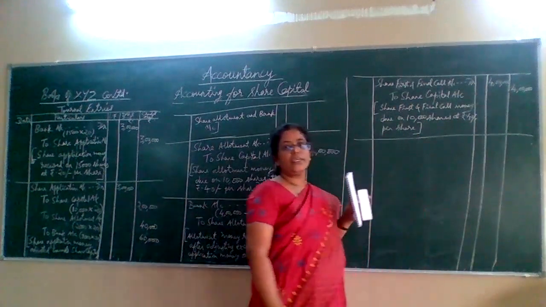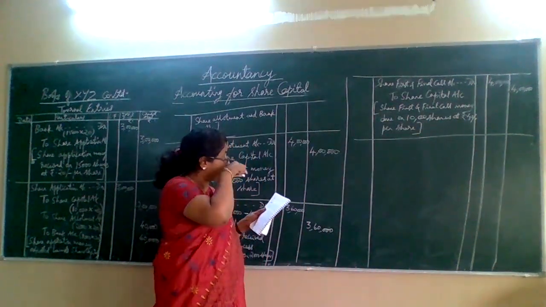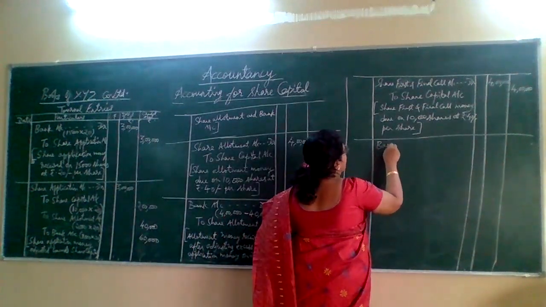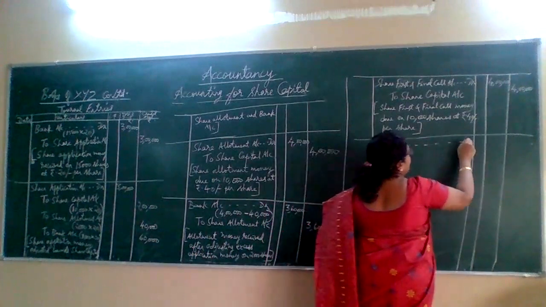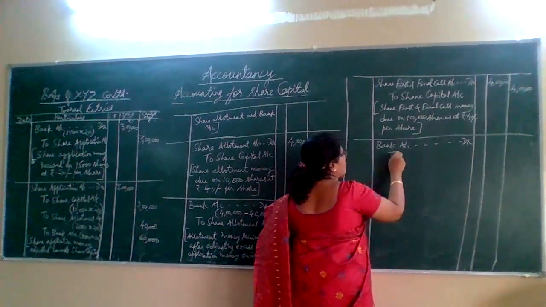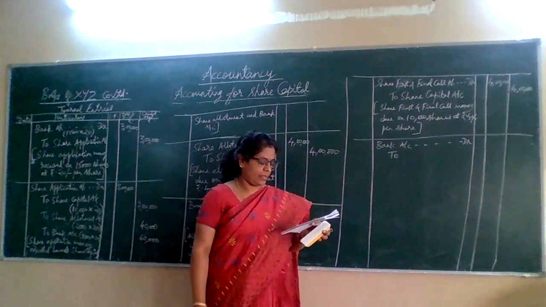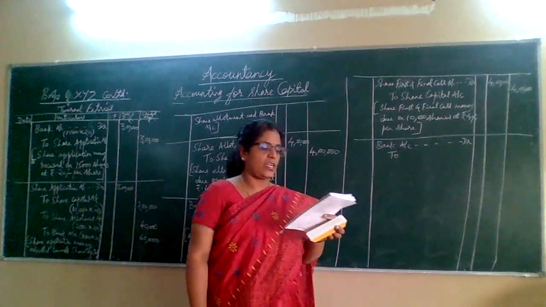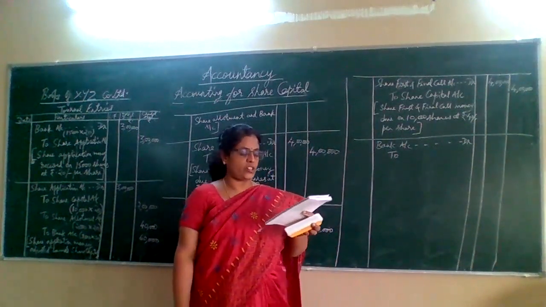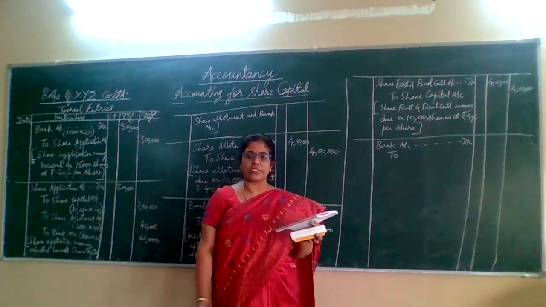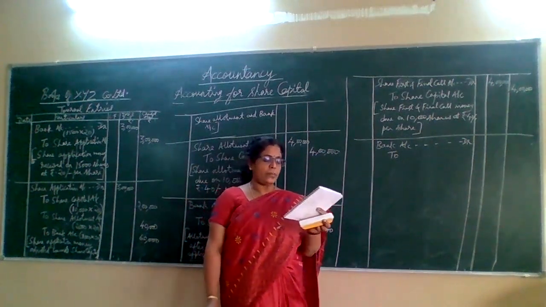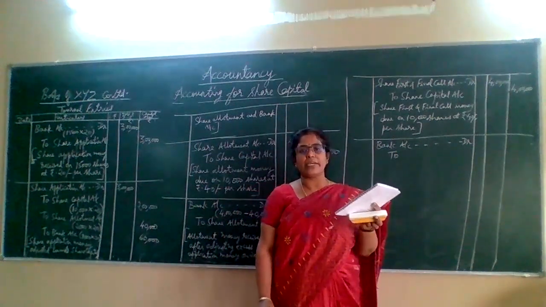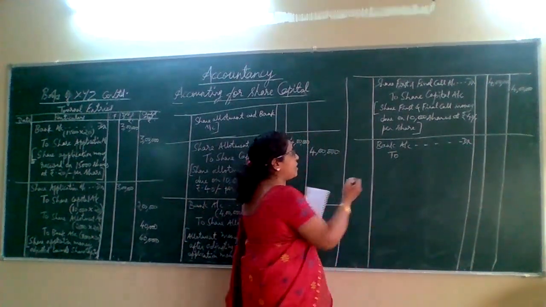What would be the next entry? For receiving the money. All the money was received except the first and final call on 500 shares. So out of 10,000 shares, on 500 shares the company is not receiving the first and final call money, so it is in arrears. So how many shares are they receiving it on? 9,500, that is 10,000 minus 500.